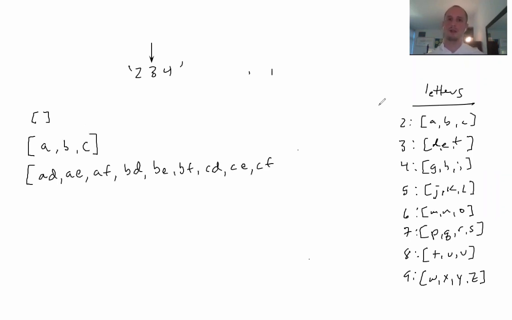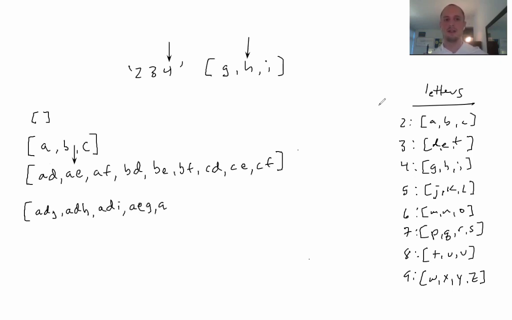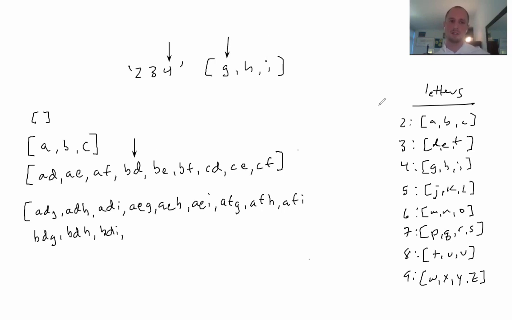So now we're done with 3. And then finally we'll move to 4. So 4 is G, H, and I, and we'll start adding G, H, and I to AD. We'll add G, H, and I to AE. We'll add G, H, and I to AF. And then we'll keep moving along, adding G, H, and I to each one of these strings that we're building up here.